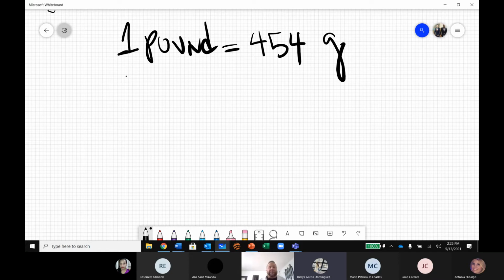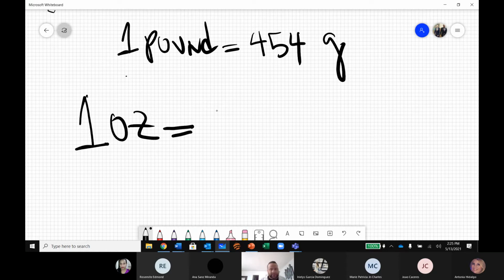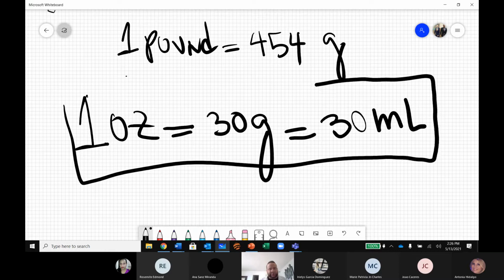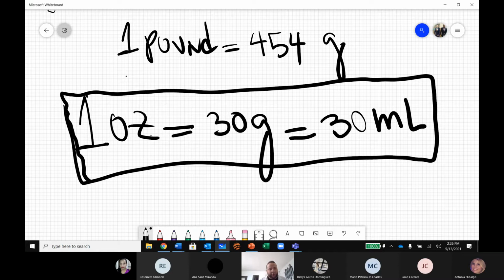There is an important equivalence that everyone needs to know. For example, 1 ounce is equivalent to 30 grams, which is equivalent to 30 ml. This is very important for you guys to know as nurses. 1 ounce is equivalent to 30 grams, which is equivalent to 30 ml.